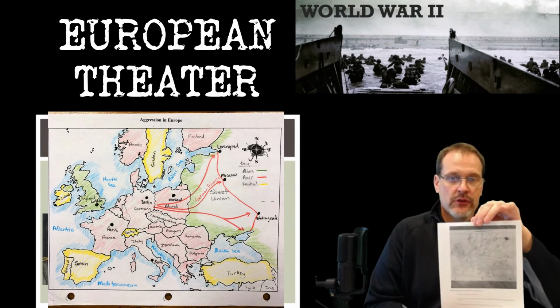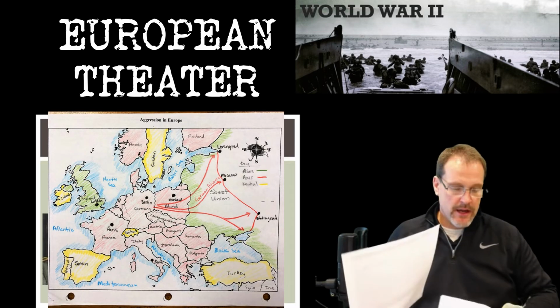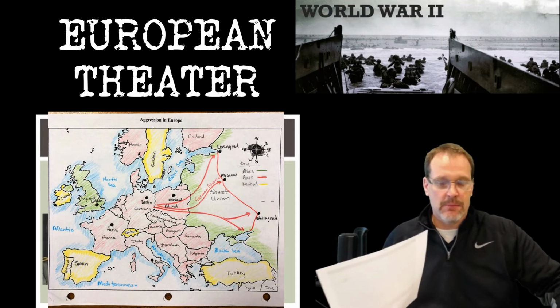So we pay very close attention to this thematic map. This is of German aggression in Europe, or Nazi aggression in Europe. I try to say German or Nazi. At this time, it pretty much was the same thing.